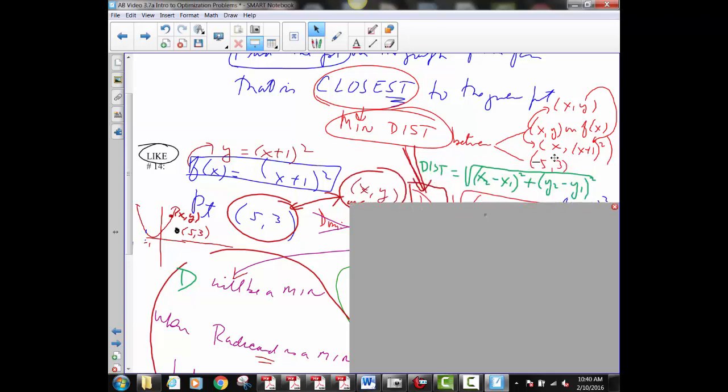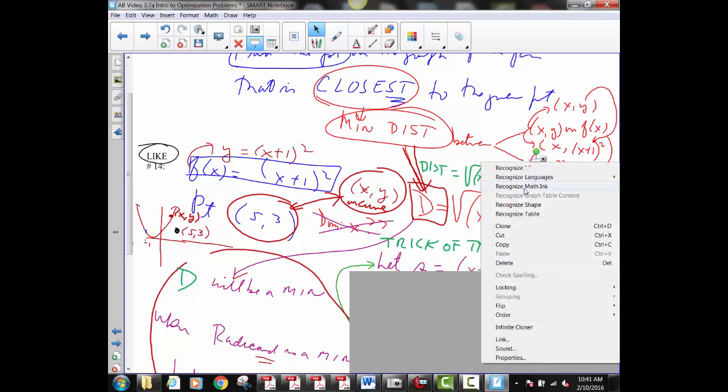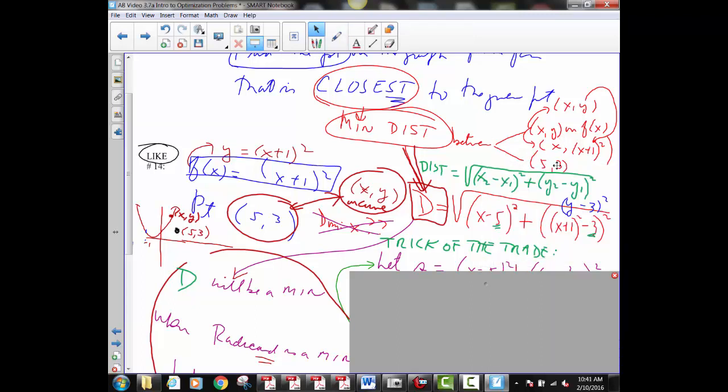Okay, so the distance will be the distance between the point x,y on the curve and the point, why did I say negative 5,3? Oh, it's 5. Don't know where that negative came from. Let's delete that. Okay, and the point 5,3. Now, that point x,y, keep in mind that your y on that graph is actually x plus 1 squared, so it's really the point x comma x plus 1 squared.